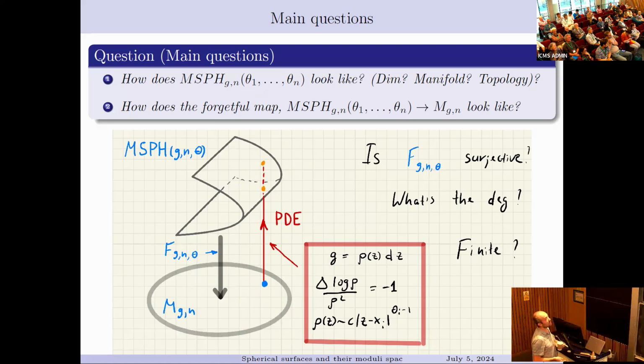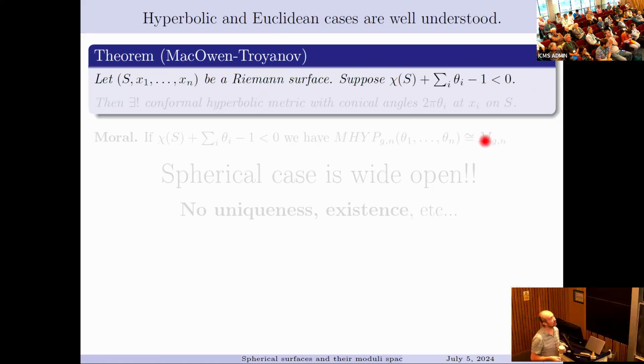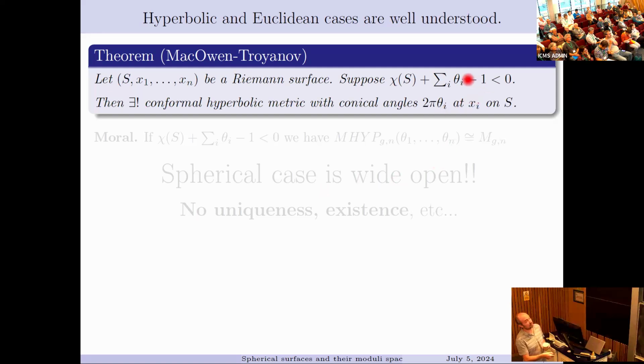So you can ask, why spherical surfaces? Why not hyperbolic and Euclidean? Of course, because those were understood very well. There is a theorem of Troyanov and McOwen, which basically tells you that if the Gauss-Bonnet inequality is satisfied, so this sum is negative, then for every Riemann surface with these marked points, there will be a unique metric of curvature minus 1 with given angles at the points. This is an analog of the uniformization theorem: for every Riemann surface of genus more than 1, you have a metric of curvature minus 1.